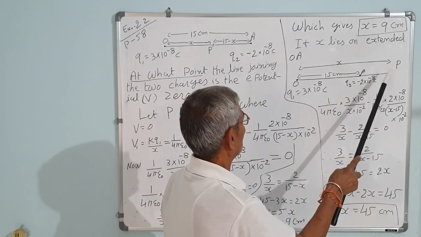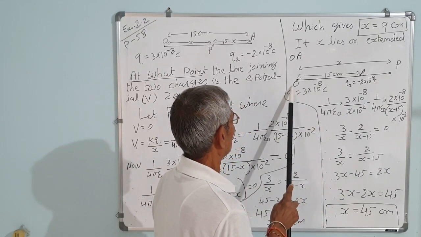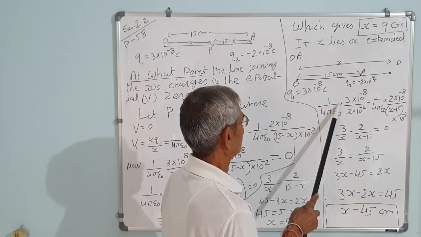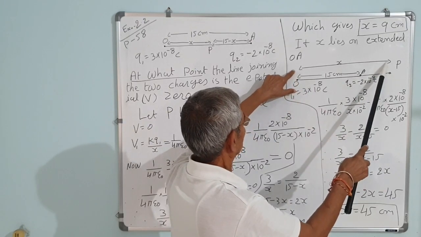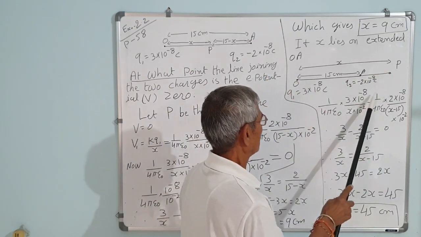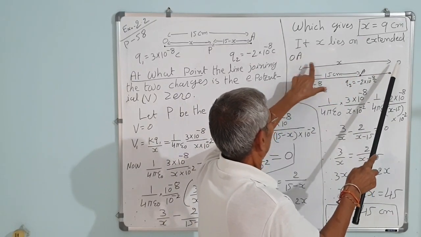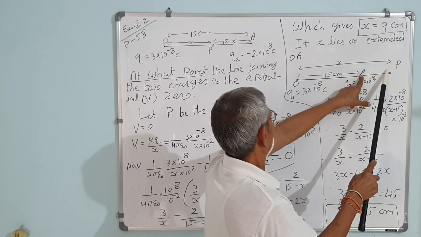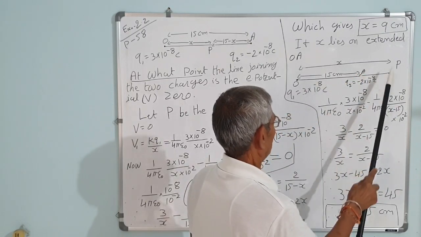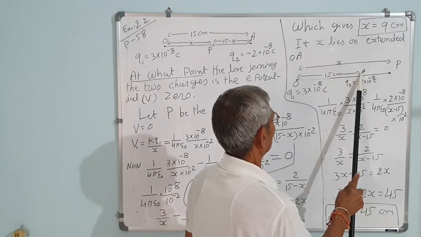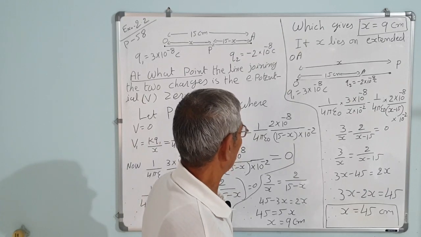Then the total potential at P due to the charge Q2 and Q1. Let us take first the potential V1 due to the charge Q1 at O. The 1 upon 4 pi epsilon 0 into 3 into 10 raised to minus 8, KQ upon R. What is the distance R? That is X into 10 raised to minus 2. Minus 1 upon 4 pi epsilon 0 into this distance. This distance is X and this distance is 15. So what is this distance AP? X is OP, OP minus OA, OA that is 15. That is 1 upon 4 pi epsilon 0, 2 into 10 raised to minus 8 upon X minus 15.